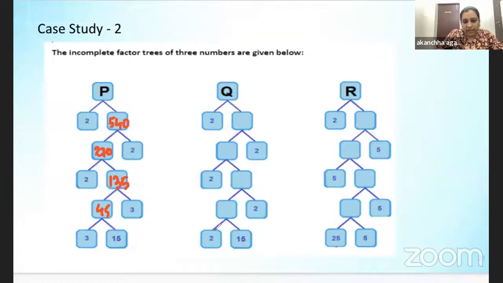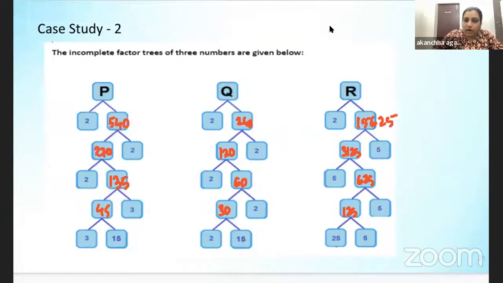Now further, if we look into this, we'll again have such numbers. But one thing we have to understand is that all these numbers are composite numbers that we are getting over here. So 15 times 2 is 30, 30 times 2 is 60, then 60 times 2 is 120, times 2 is 240, right? For R, what we'll get? 25 times 5 is 125, 125 times 5 is 625, 625 times 5 is 3125, and 3125 times 5 is 15625.